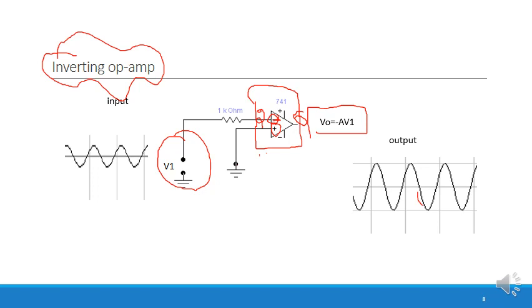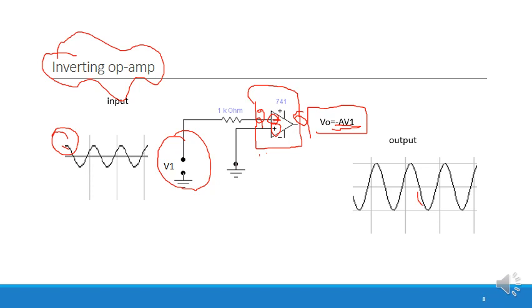Inverted is nothing but what you see here. You have applied the positive voltage, that means it started from the positive, but you are getting the output from the negative side. And here you see what I have written, V output is equal to minus A into V1.